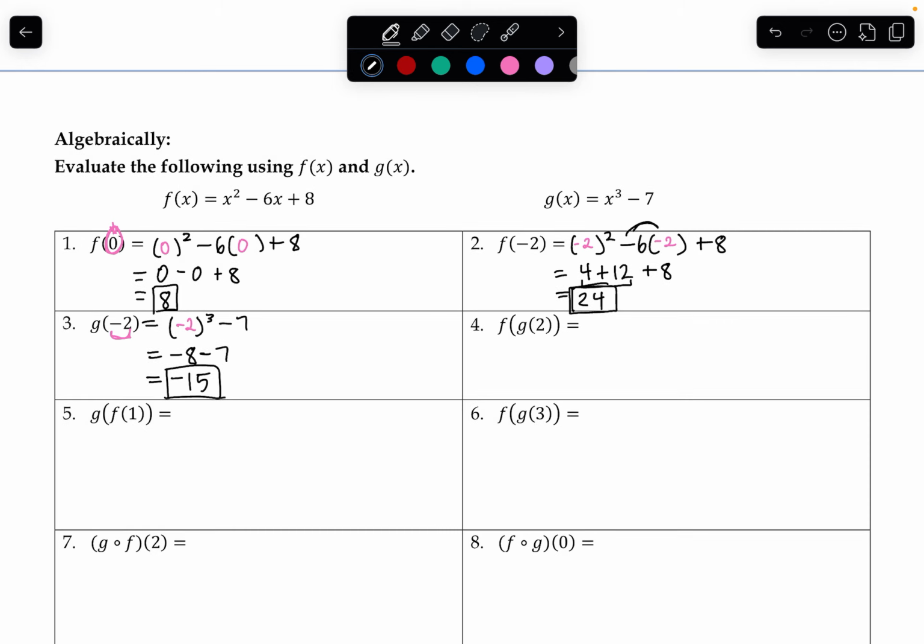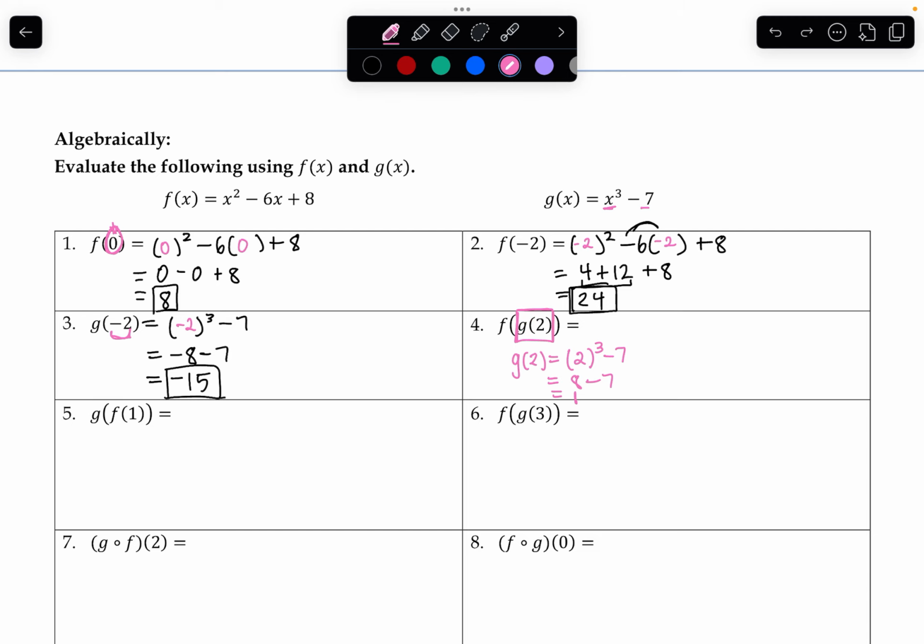Okay, back to composition. Work your way out. So first thing we have to find is g of 2. Off to the side somewhere, I find out what g of 2 is. My rule is x cubed minus 7, and we're replacing the x with 2. 2 cubed is 8 minus 7. So we get 1. And so g of 2 is the same thing as 1.